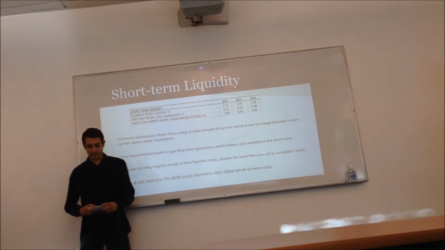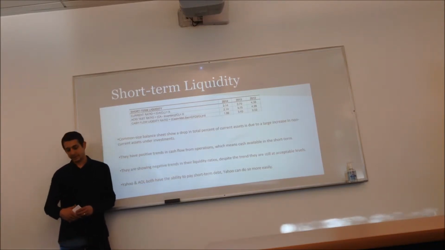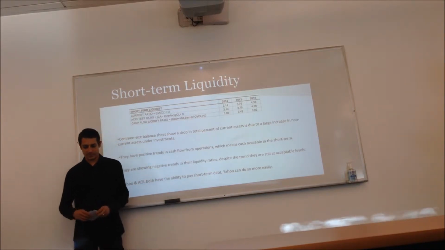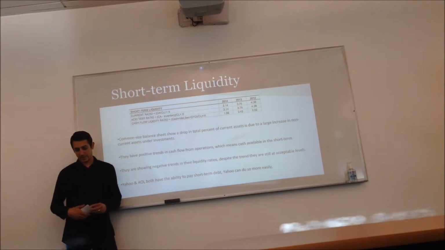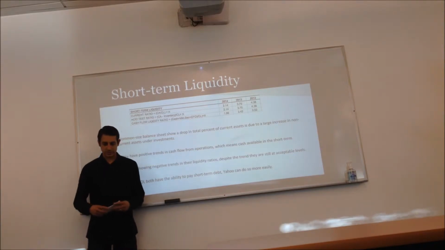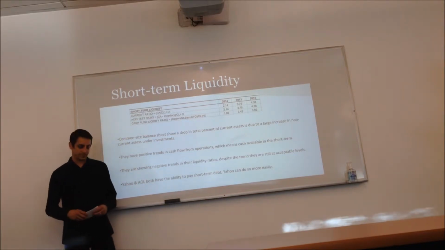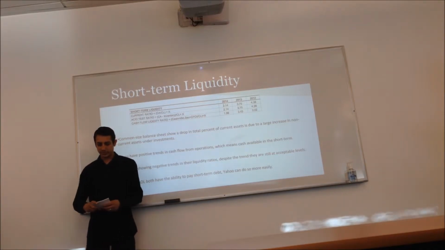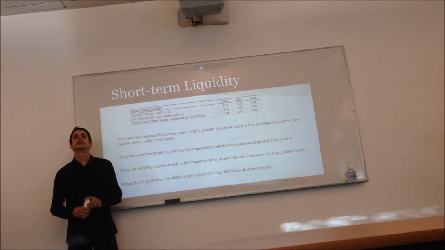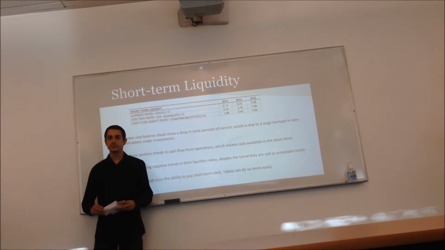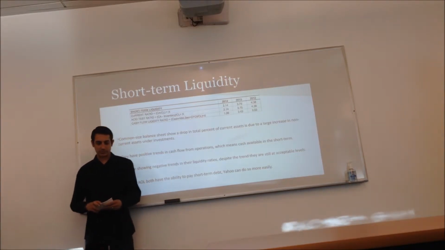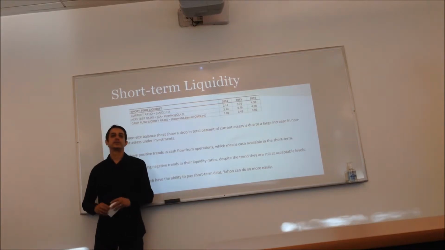Another way to analyze Yahoo's short-term debt paying ability is by looking for trends in the liquidity ratios. The current ratio and the cash flow liquidity ratio are showing negative trends. There was an increase in current liabilities which caused both the current ratio and the cash flow liquidity ratio to drop. Despite the negative trends in both ratios, they are still at acceptable levels.